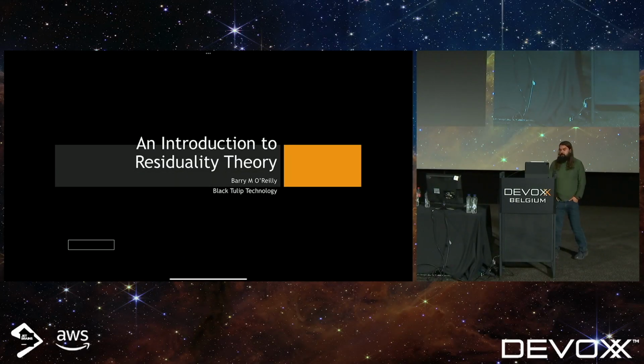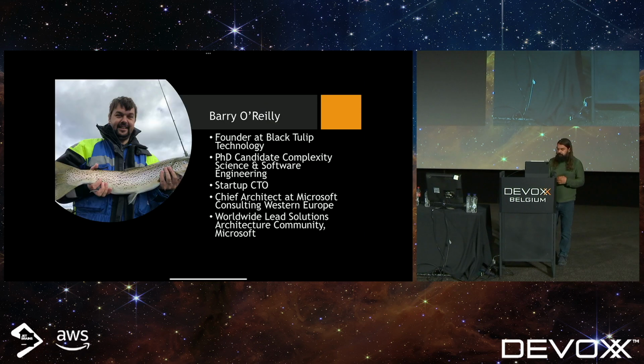Okay, welcome to this session where we're going to introduce a pretty new idea called Residuality Theory, which is going to help us as architects and software engineers make decisions in conditions of uncertainty.